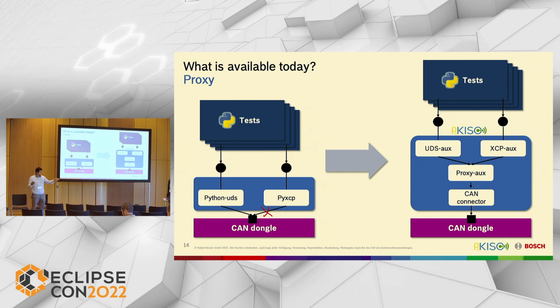But if you have features, because the device is allowed to contain several protocols in parallel, and you have features where you have to test this too, you cannot do it normally. The proxy enable you, the proxy will basically have the exclusivity over the CAN connector. And then on top, you can plug a UDS auxiliary and a XCP auxiliary, for example, and suddenly on your test level, you can use both in parallel and do tests with both.